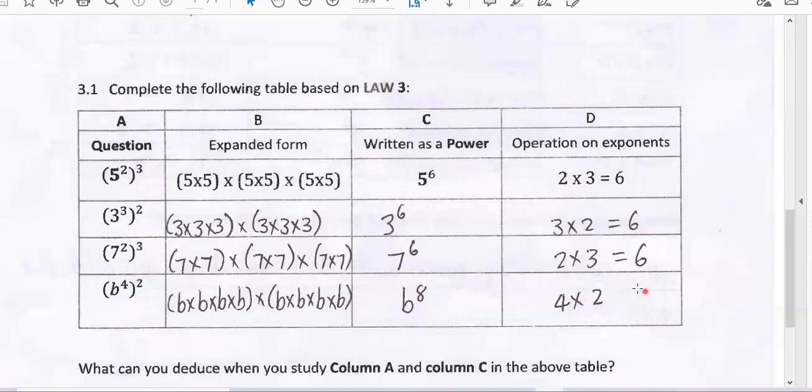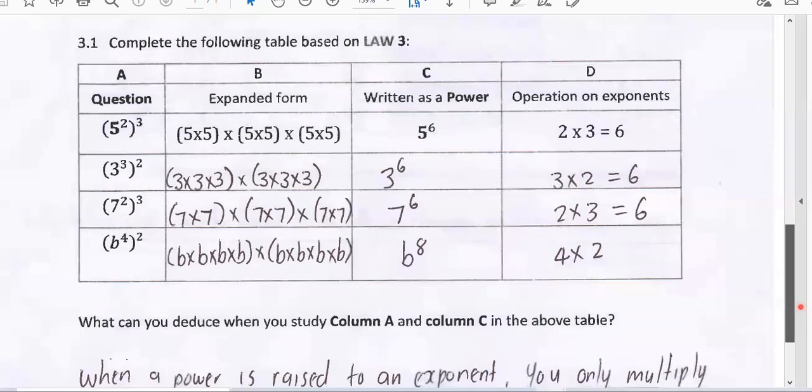There should be an 8 over here, because it's 4 times 2 to give you an answer of 8. Apologies for that mistake. If you are paying attention or listening, please make sure you correct that error and put the equals to sign and write the 8 as the answer.